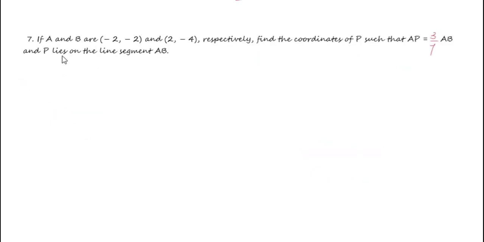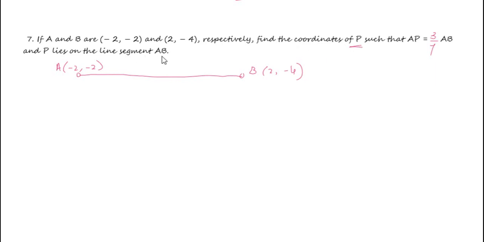Next exercise. If A and B are 2 points, minus 2, minus 2 and 2, minus 4 respectively, find the coordinates of point P such that AP equals 3 by 7 AB and P lies on the line segment AB. Let us first draw AB. This is the line segment AB. A is minus 2, minus 2 and B is 2, minus 4. Find the coordinates of P.